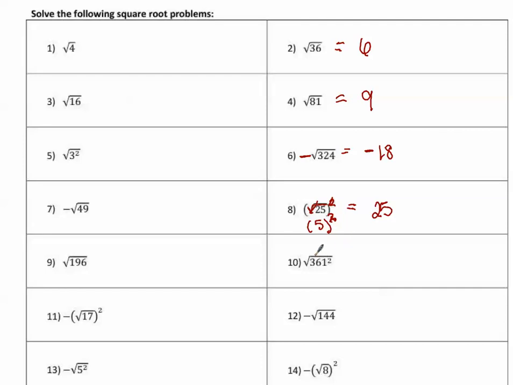Number 10. Square root of 361 squared. Same thing. You have a square root and a squared, which give you 361. If you were to actually evaluate this, 361 squared is 130,321. And when you take the square root of this, you get 361.